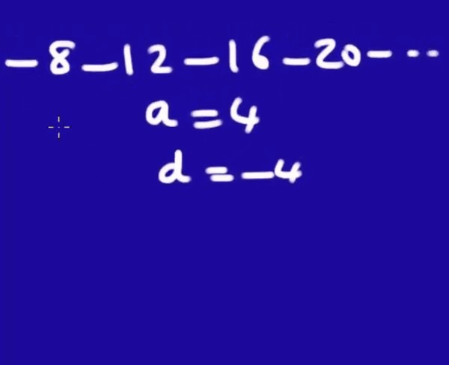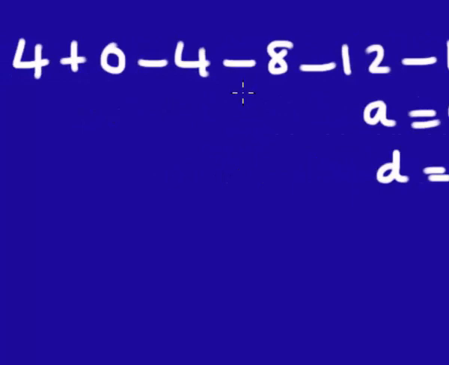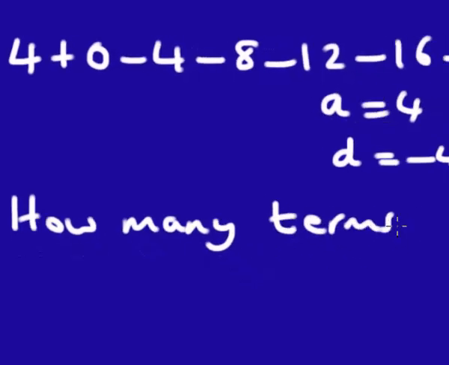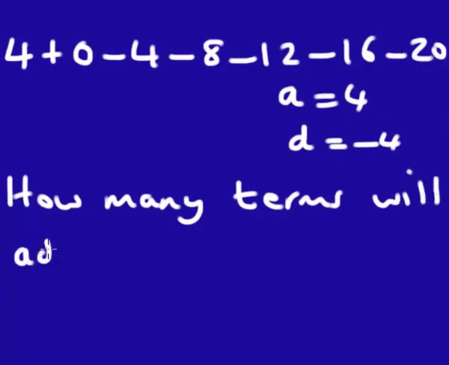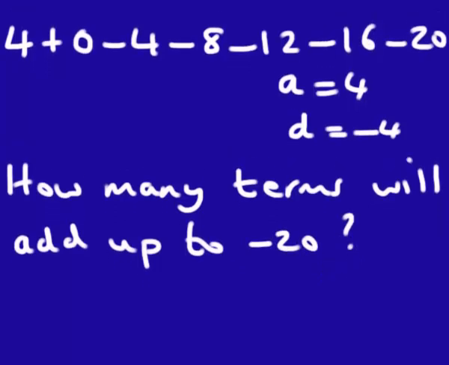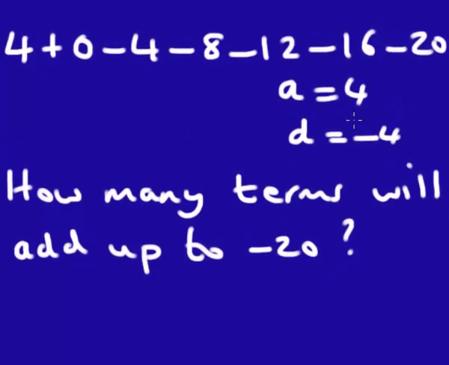Now, I could ask you, what is the fourth term? So, the fourth term would be negative 8. Okay. Which term of the series is negative 8? It's 4. It's the n value. But how about this question? How many terms of the series will add up to negative 20? Okay, now if you think about that carefully, we're not asking for the sum of the first 20 terms or something. We're saying how many terms will add up to negative 20.